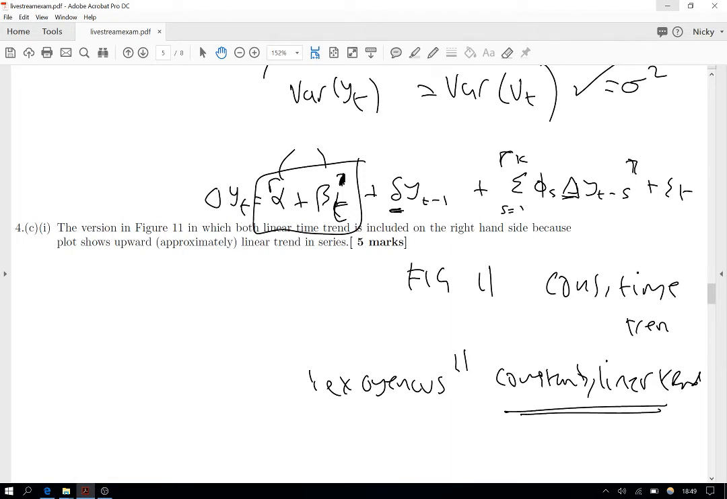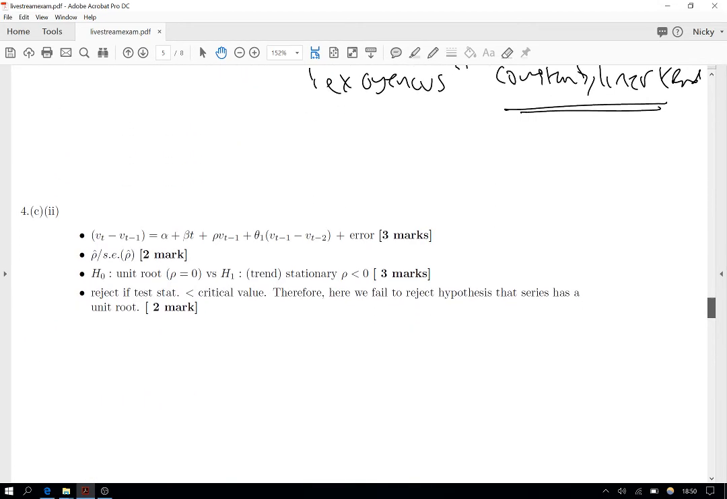The next part then, 4C part 2, asks you, given the choice you've made in part 1, which in our case is figure 11, to explain what is the regression that's being estimated, what is the ADF test statistic, what are the null and alternative hypotheses, and what is the outcome of the test. Well, this is the regression that we run.